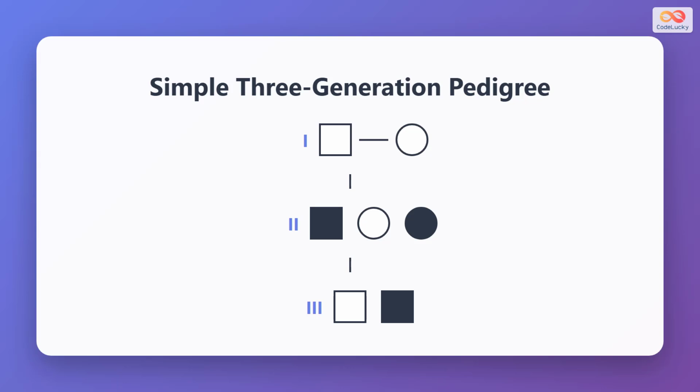Here's an example of a three-generation pedigree. Generation 1, at the top, shows the grandparents. Generation 2 shows their children, and Generation 3 shows the grandchildren. Notice how some individuals are filled in, indicating they're affected by the trait being tracked. This example demonstrates how a trait can appear in some family members but not others, helping us understand the pattern of inheritance.